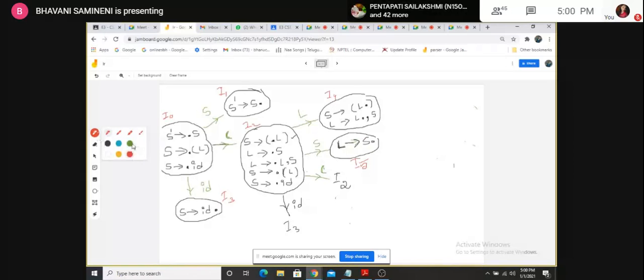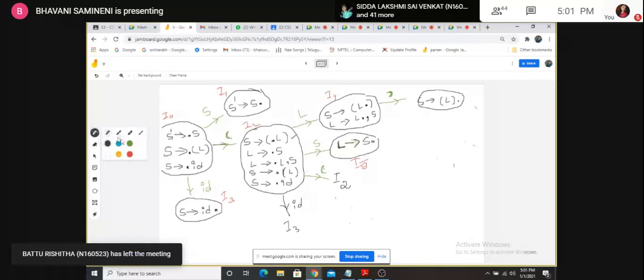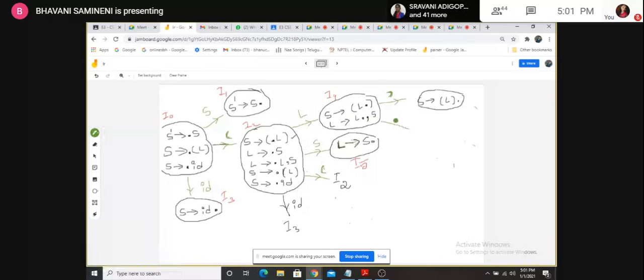Now we'll define transition on I4. From I4, I'll define the transition on closed parenthesis. If this is a closed parenthesis, this production can be changed to S derives open parenthesis L closed parenthesis dot, right? So this is also closed. This is also a reduced item. We can call it a final item. Okay, now we'll define the transition on the second production we have left out. Now we'll define the transition on comma.